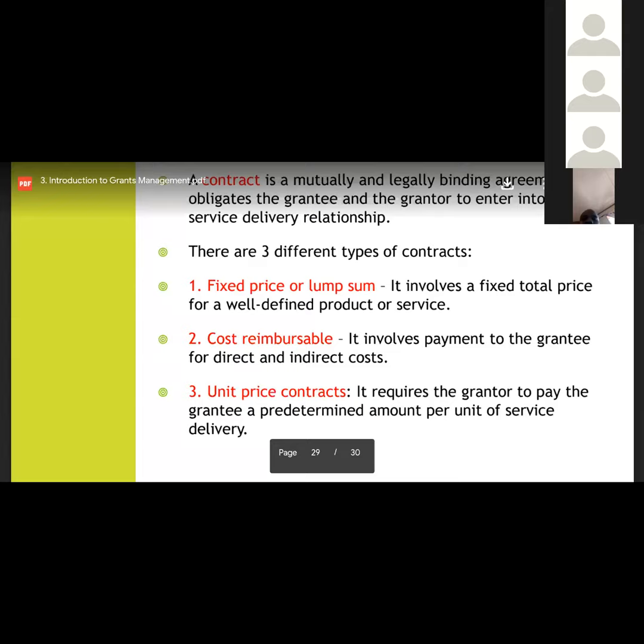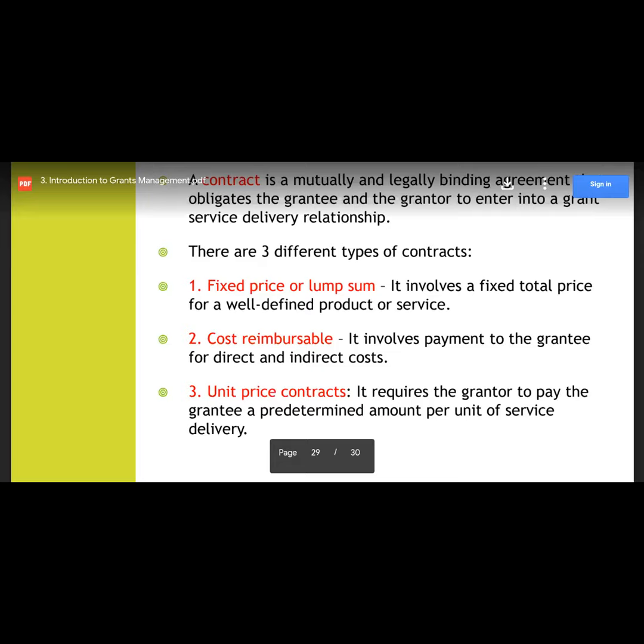So cost reimbursable is not like fixed price, where a certain amount of money is given to the grantee. In cost reimbursable, you spend your money, then the grantor reimburses you your direct and indirect expenses. Or what you call unit price contracts, where the grantor is required to pay the grantee a predetermined amount of money per unit of service delivery.